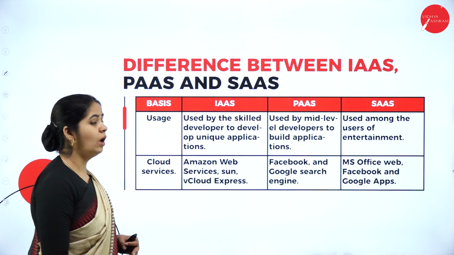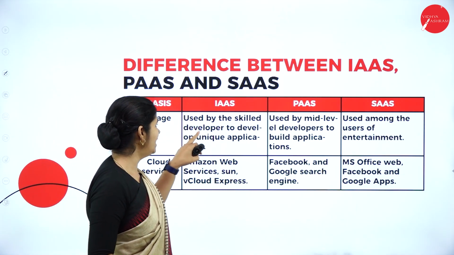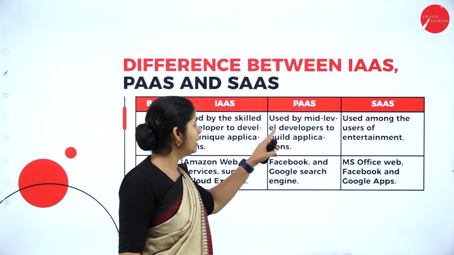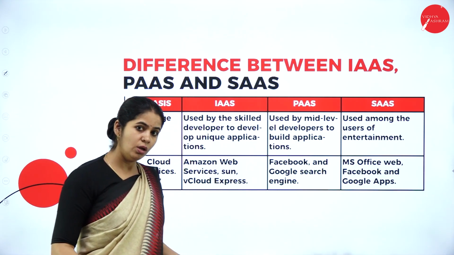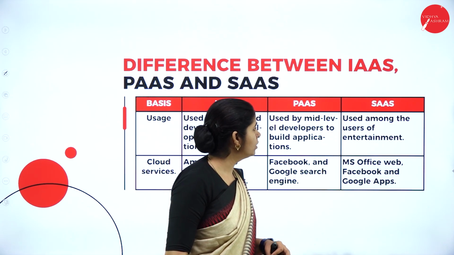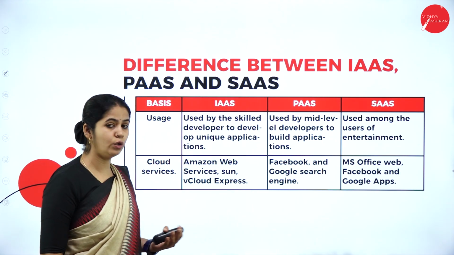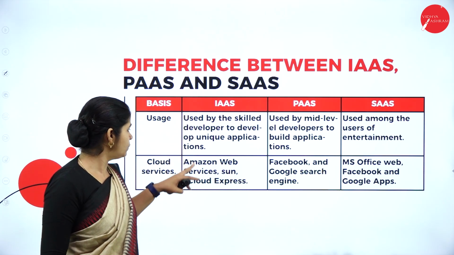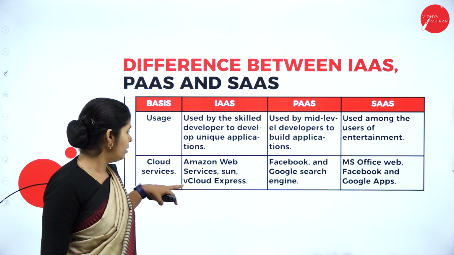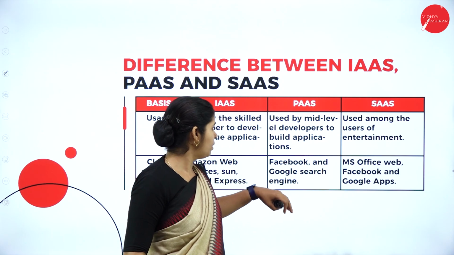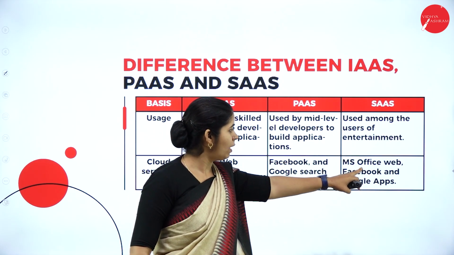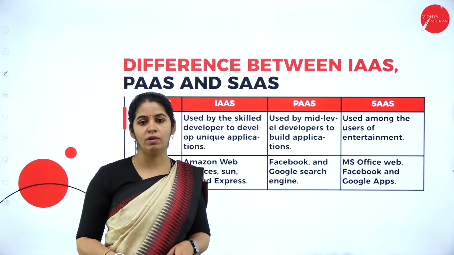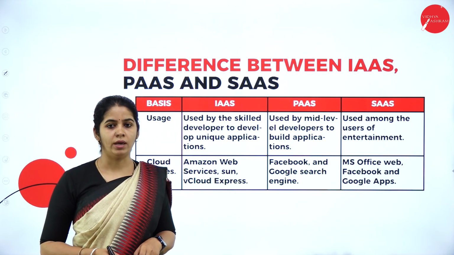Then usage: IaaS is used by skilled developers to develop a unique application of their own, PaaS is used by middle-level developers, and SaaS is used among users for entertainment. You are just using the apps. Cloud services: IaaS will be provided by Amazon Web Services and Sun Cloud Express, PaaS will be provided by Google search engine, and SaaS will be provided by Facebook, Google Apps, and Microsoft Web. These are all the comparisons we have between each type of service provider or service architecture.